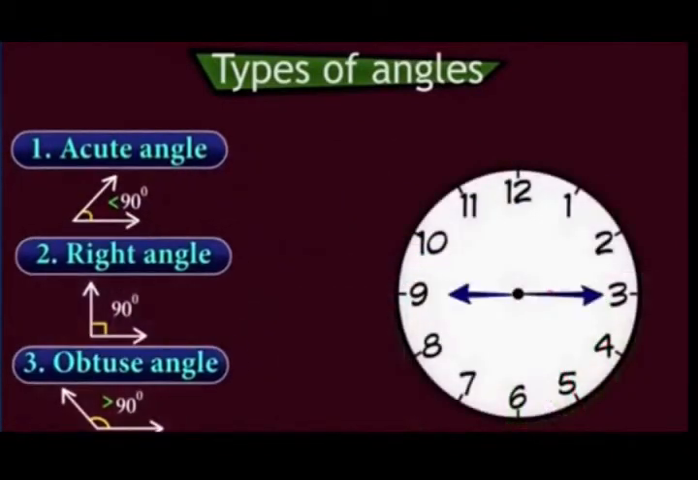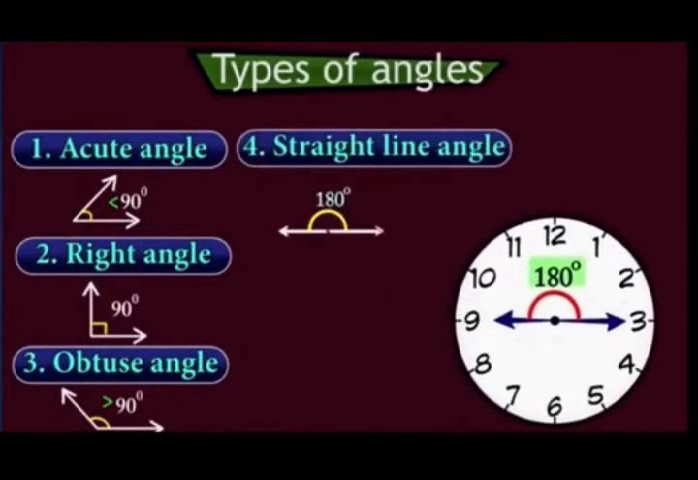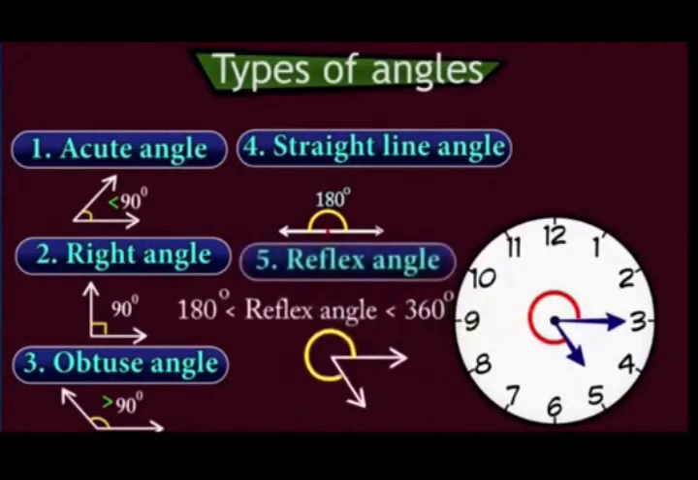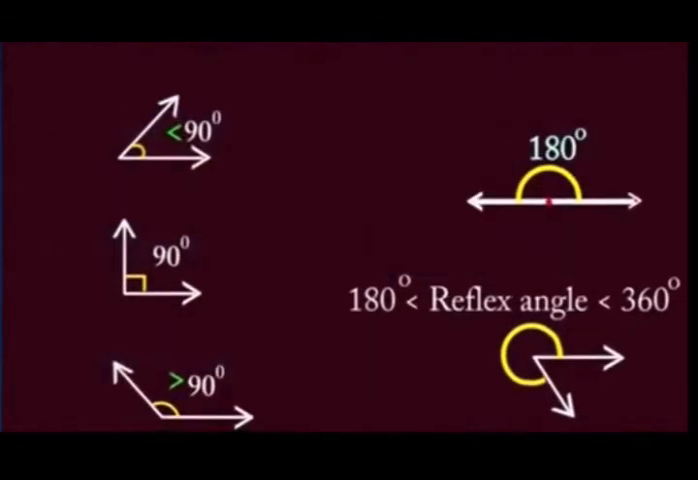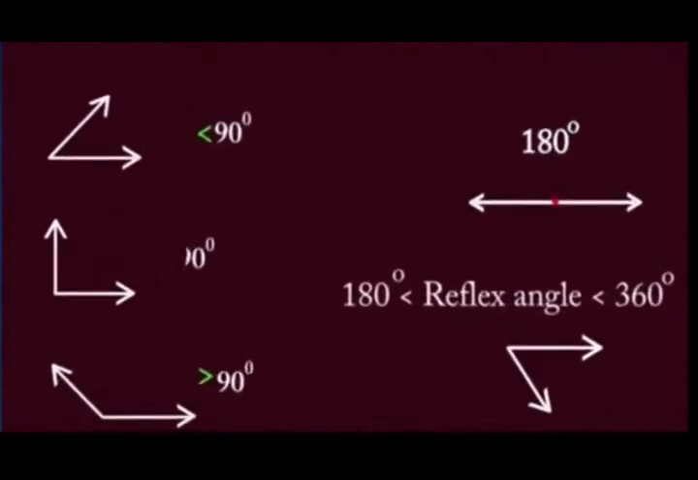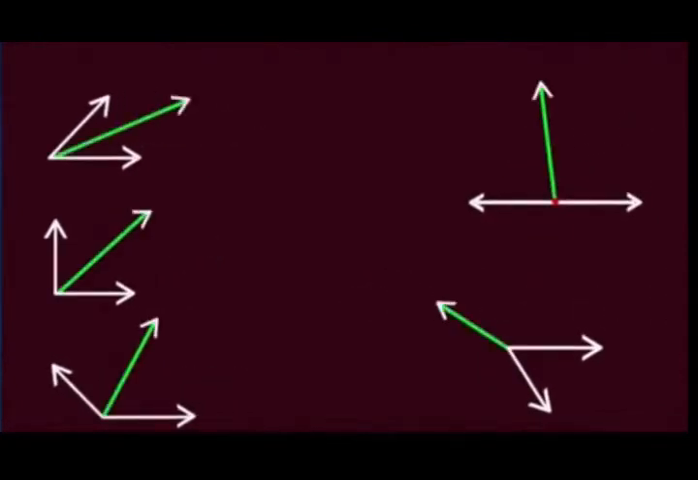Now, you know, when a straight line is formed, it also makes an angle of 180 degrees. This is known as a straight line angle or straight angle. Now, what happens if the measure of an angle is greater than 180 degrees? This is known as a reflex angle, whose measure is greater than 180 degrees but less than 360 degrees. Now, these angles are divided into two angles, and these two angles, which are divided by this given ray, are known as adjacent angles.